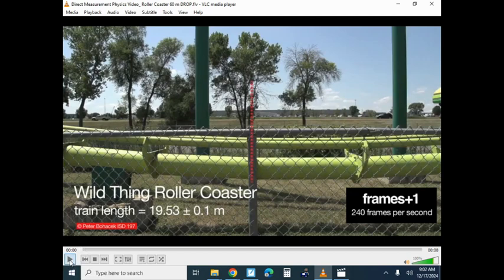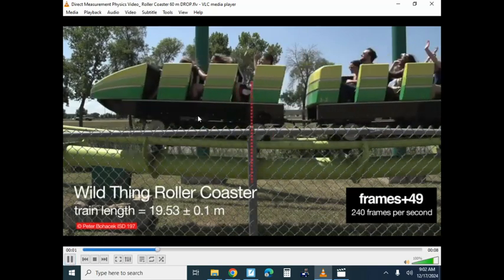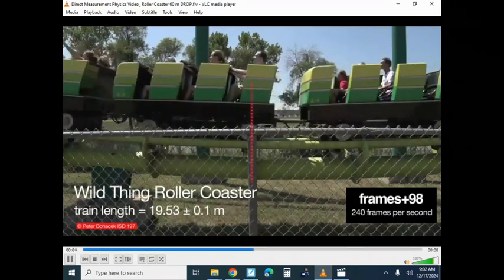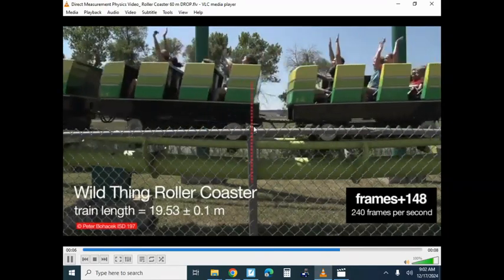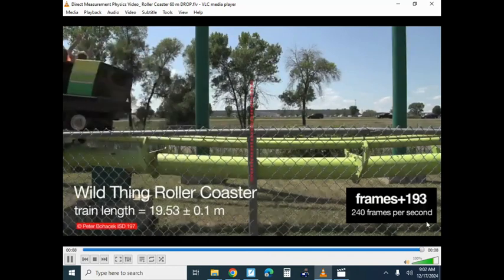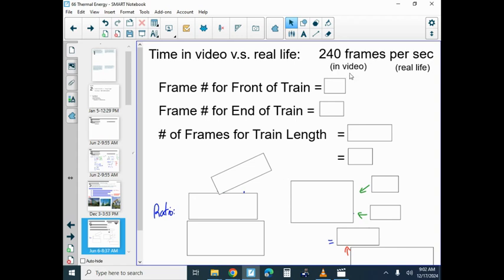A roller coaster called the Wild Thing, wherever it is. They have the start of the roller coaster at whatever frame it was, all the way through to the end of the roller coaster at whatever frame it was. It's pretty easy because the video has a certain number of frames per second, and the frame number for the front was 27, and the frame number for the end was 173. So it's a total of 146 frames.